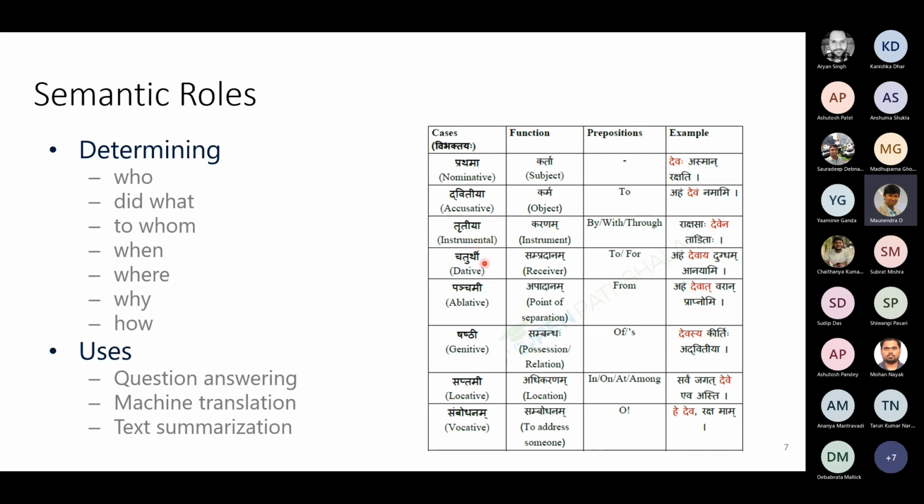Then for whom, to whom, so that becomes a sampradhan. Then the point, the location, the place, that is the apadan. Then no, that becomes adhikaran, I guess. That location becomes adhikaran, and possessives are there, some of them are there. So many of these things are actually connected well.